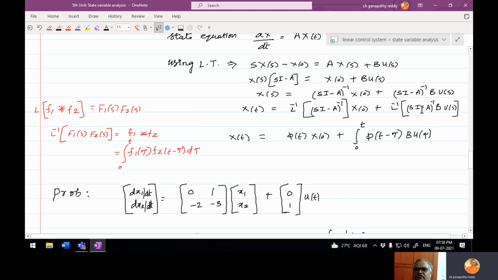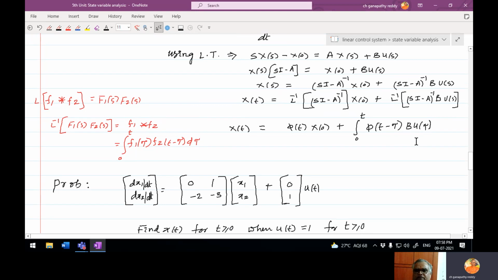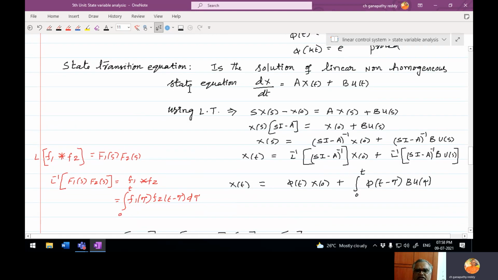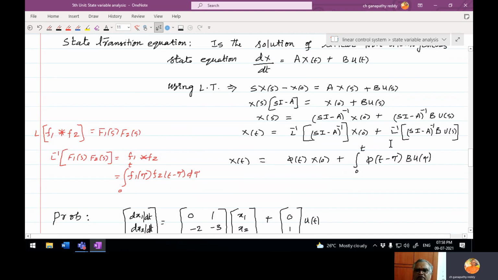Same way, L inverse of these two, phi(s), U(s), I can write phi(t minus tau) B U(tau). We can also write phi(tau) B U(t minus tau), either way. So this is the normal way we have to write: phi(t minus tau) B U(tau). So the state transition equation, if they ask, you remember this formula. Directly you will get x(t).